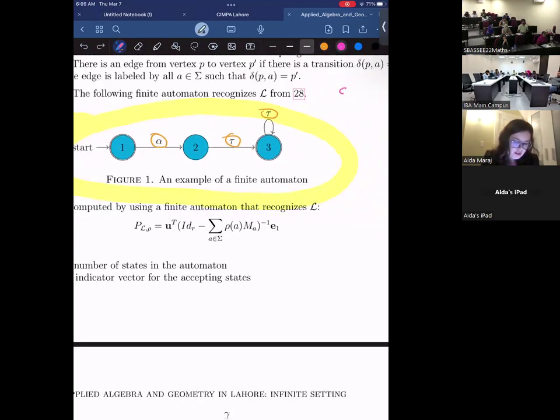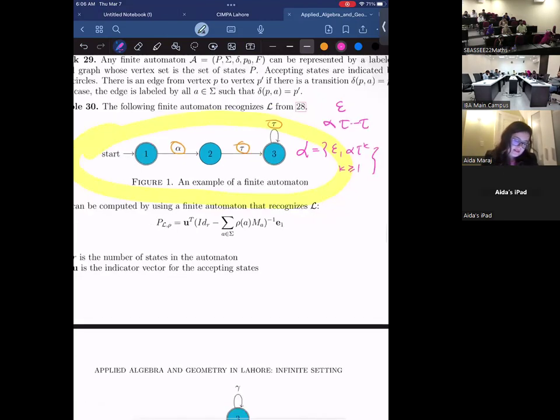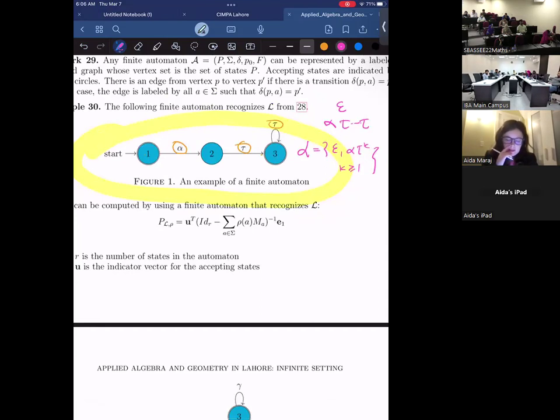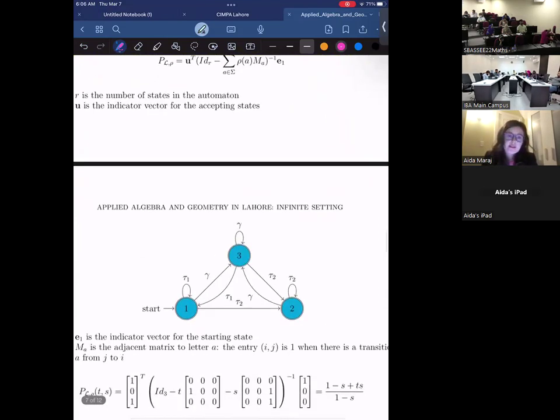Or I can leave and I have alpha, and then 2 is not accepting, so I have to move on. I have tau, but then I can read as many taus as I want because I have a loop and I accept that. So the language coming from this finite automaton is epsilon and alpha tau to the k for k greater or equal to 1. Graphically, it does not need to be a walk or something. This is another example.